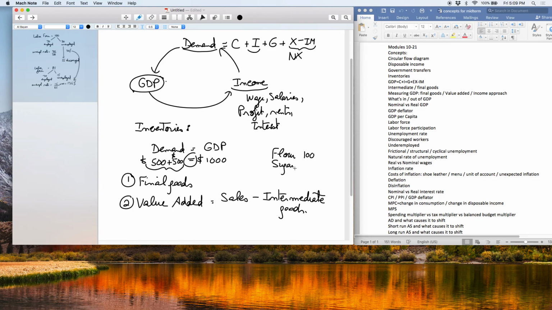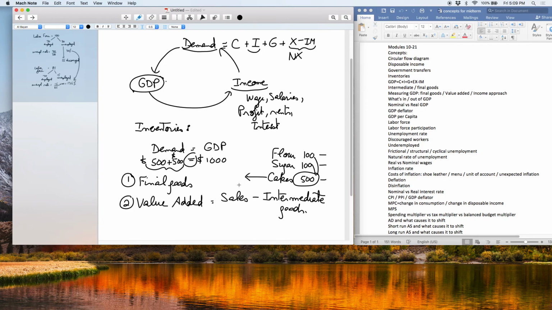So, for example, if I find out that the value of flour produced is $100, and the value of sugar produced is $100, and both flour and sugar are sold to the bakery, and the bakery makes cakes, and the cakes are worth $500. The problem is this $500 that the bakery produces includes the value of the sugar and the flour. So if I count the flour, the sugar, and the cakes, I'm double counting the value of the flour and the sugar. So the final goods approach basically says, only count goods when they're in their final state, when they're reaching the consumer.